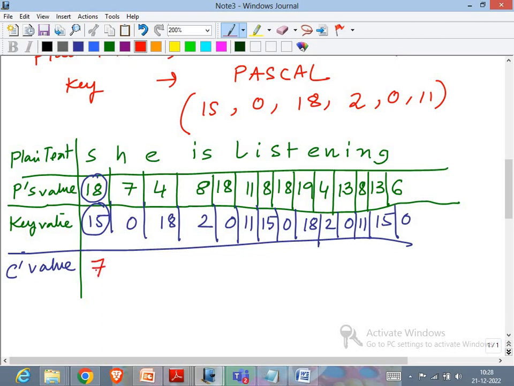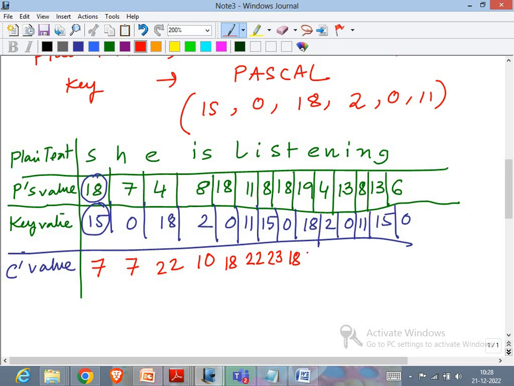7. 7 plus 0 mod of 26. 7 divided by 26. So 7 again. 4 plus 18. See the column. 22 divided by 26. So 22 once again. 8 plus 2, 10. Residue will also be 10. 18 plus 0, 18. So 18. 22. Then just add up. 23.